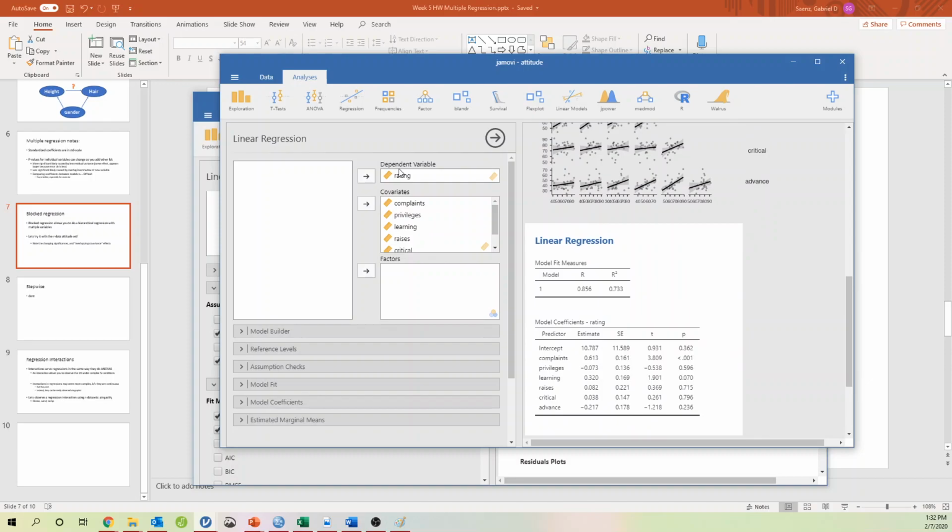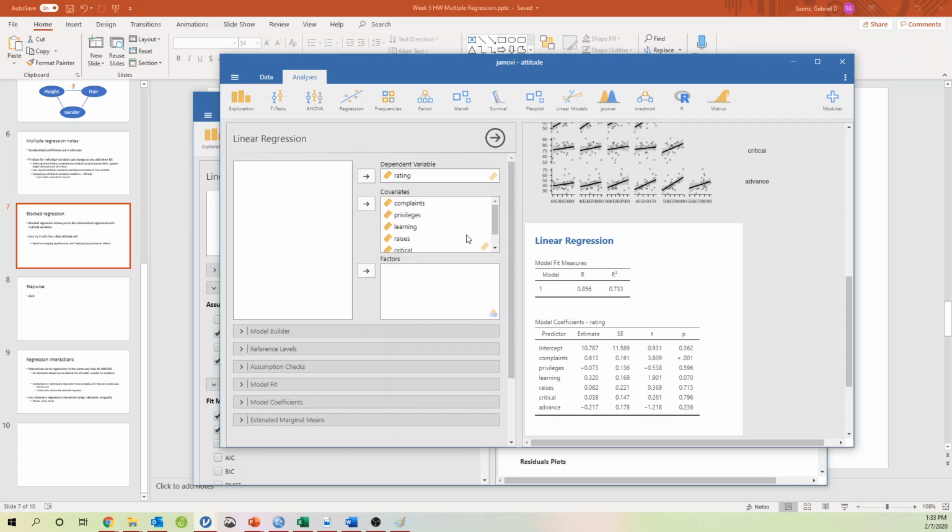If you would like some background on what these variables are, these are surveys, evaluations about people in a company. So what rating did they get on their evaluation, and this other information: how many complaints have been received about this person? Does it seem as though this person has undue privileges? Do they seem to learn quickly? Have they gotten raises? Are they good at critical thinking? How well have they advanced in the company so far?